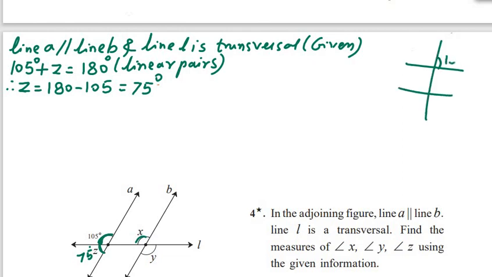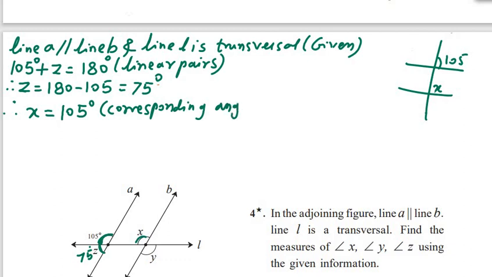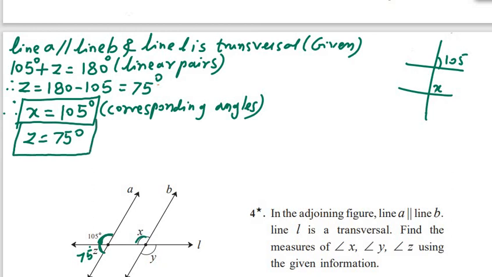Okay, now here 105 and x, one is left out between them. Here 105 is there and here x is there. Skipping one, if one remains, then corresponding. And therefore we can write here x is equal to directly 105 because they are corresponding angles. Skipping one, these are corresponding angles. Value of x is 105. Value of z is how much? 75.